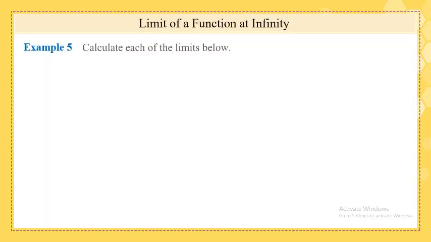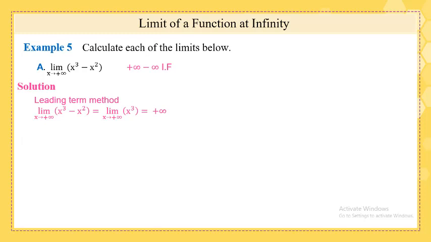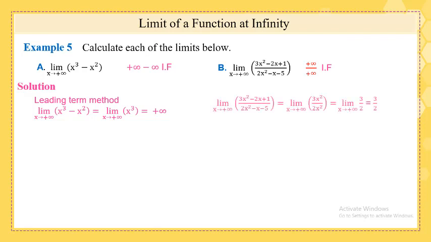Example: the limit of x^3 minus x^2, after substitution, is in the indeterminate form. So, if we use the leading term method, we observe that the limit will be equal to the limit of x cubed, which is plus infinity. Similarly, the limit of this ratio will be equal to the limit of the leading term of each polynomial alone, which is equal to the limit of 3x^2 over 2x^2, that is 3 over 2.